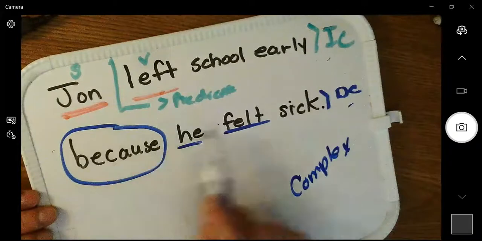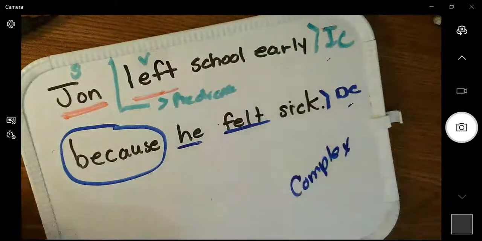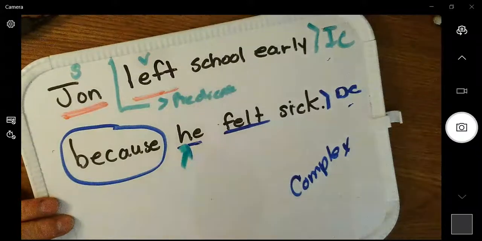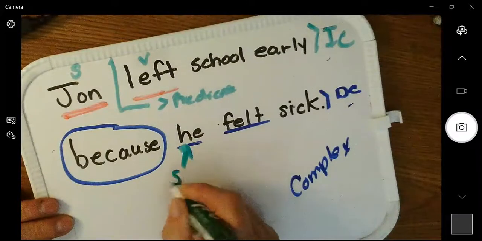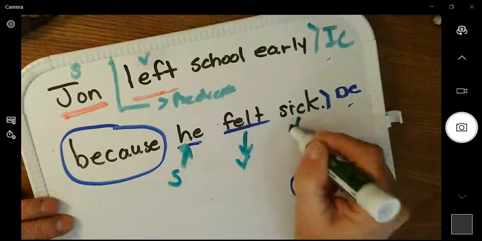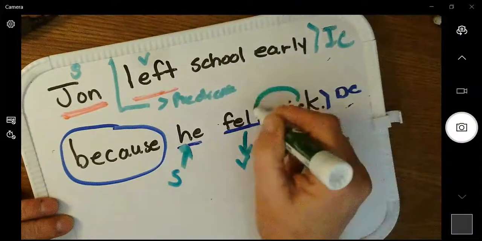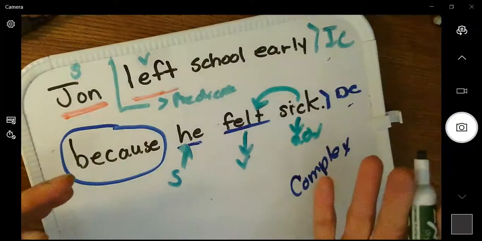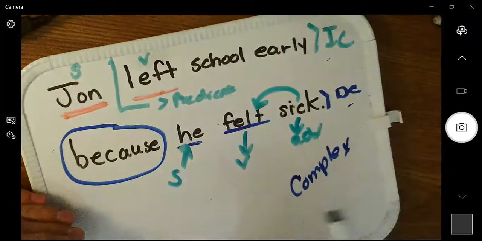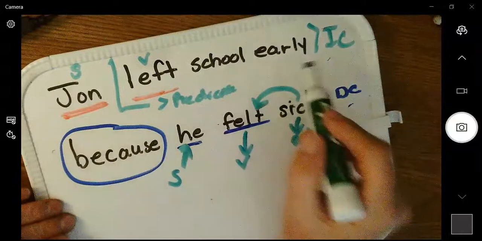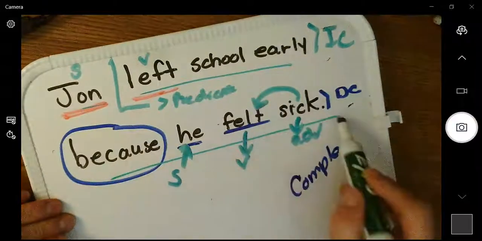Now, when we look at this part of the sentence, we see because he felt sick. Well, yes, he is the subject of this clause. Felt is the verb. What did he feel? He felt sick. So sick is actually an adverb. It's talking about what he felt, but it still doesn't make any sense by itself. So it's Batman and Robin all over again, where they're having to depend on Superman to help out. So this is your independent clause, and this is your dependent clause.